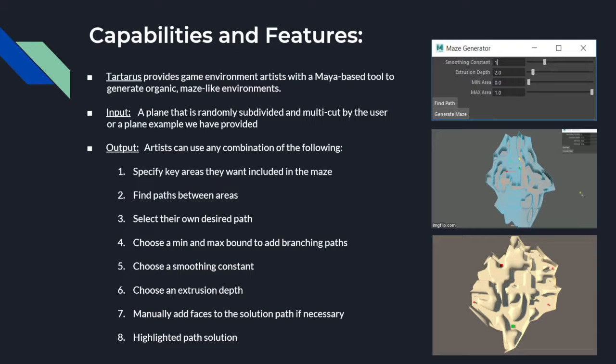The user can choose a smoothing constant to adjust how smooth the walls are, affecting how organic the maze looks. The user can choose an extrusion depth determining the height of the walls.